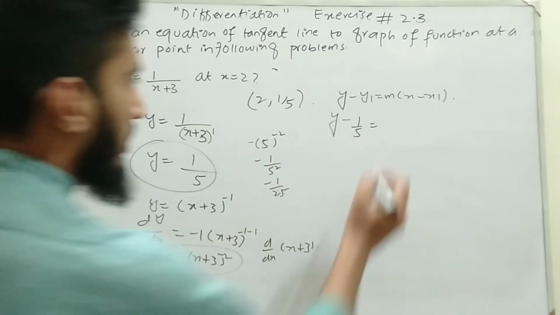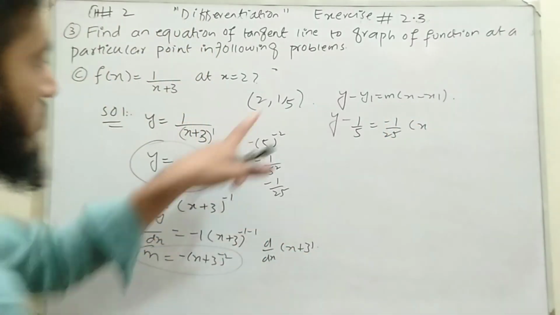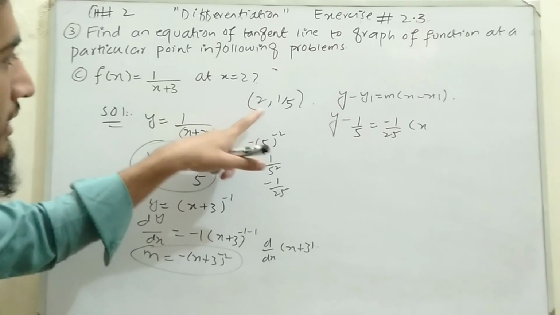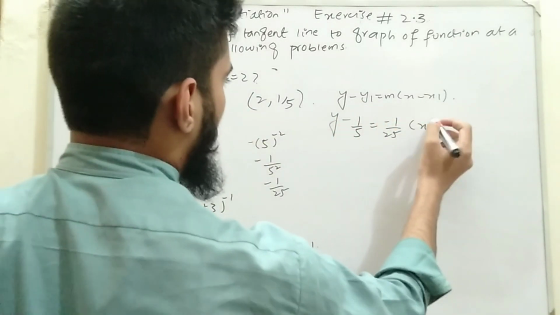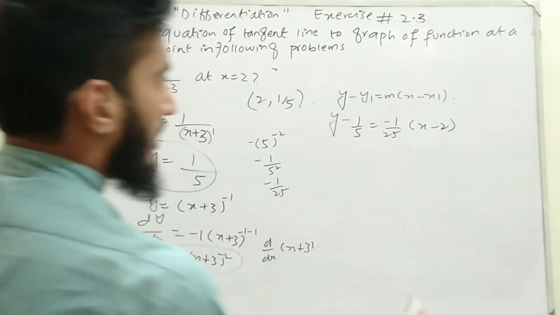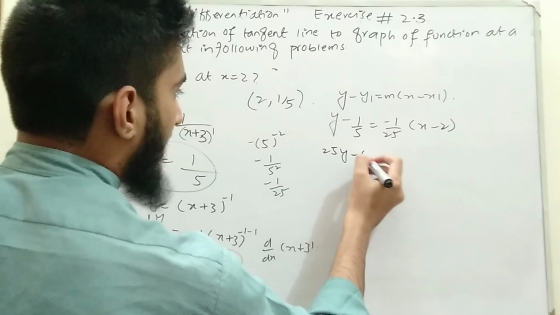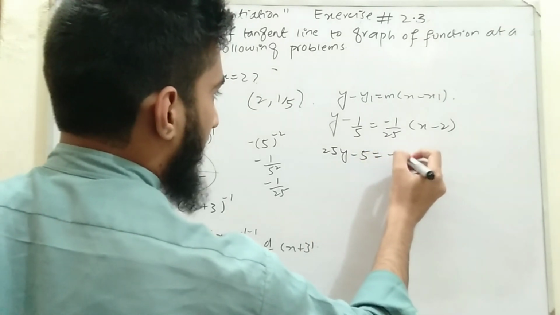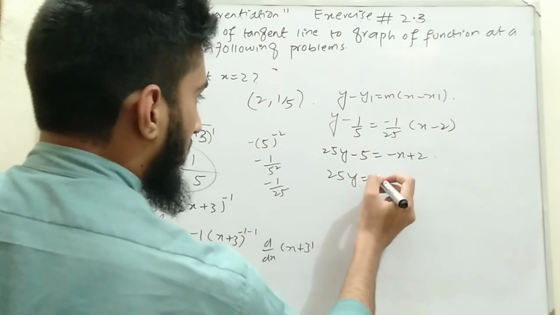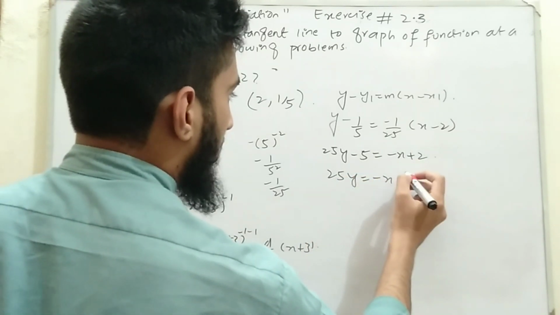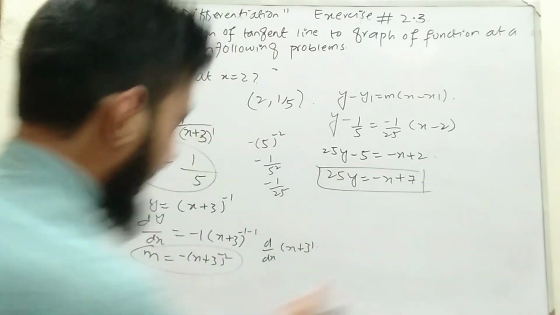This is the slope. So y minus 1 over 5 is equal to minus 1 divided by 25 multiplied by x minus 2, where x1 is equal to 2. By multiplying 25 to both sides, it becomes 25y minus 5 equals minus x plus 2. Now by simplification, 25y plus x is equal to 7. So this is the required tangent line.